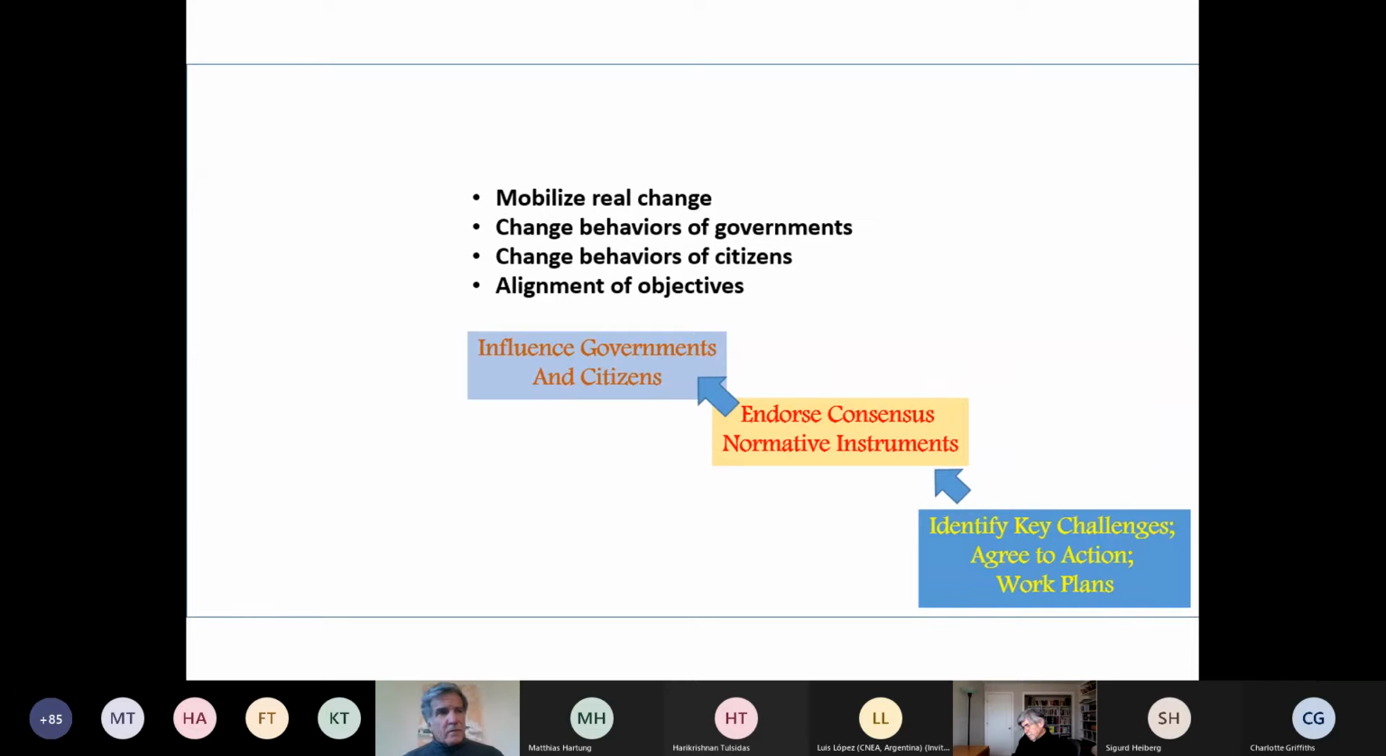We've had a meeting. We've got a report. Isn't that nice? It's going to hold up a place on my bookshelf. Who cares? At the end of the day, the objective is to mobilize real change.